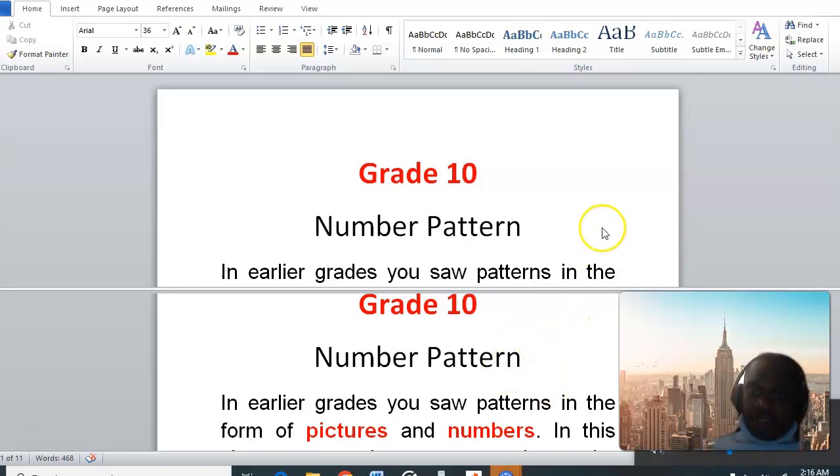Today I want us to look at number patterns. We did number patterns in grade 8, grade 9, grade 10. You are going to do number patterns in grade 11, grade 12. So if you are in grade 11 and grade 12, this should be a revision for you.